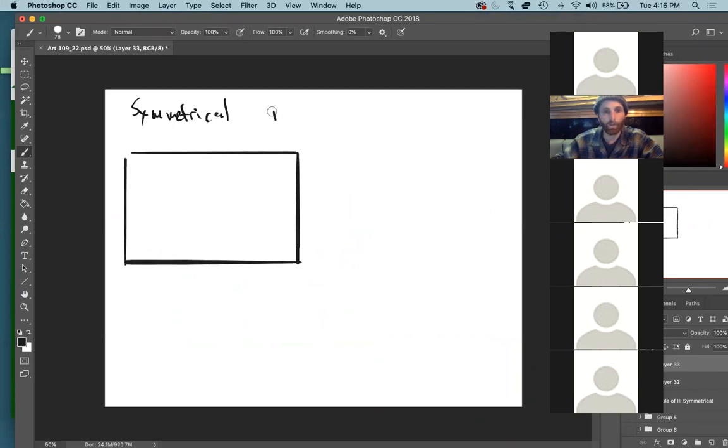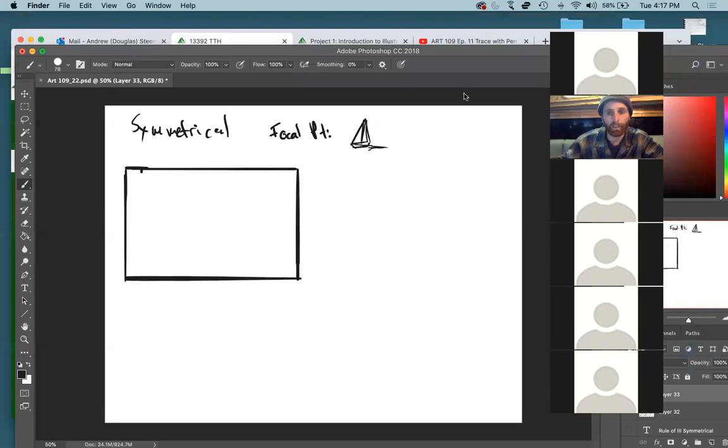So let's do our focal point. Remember, always know your focal point. Let's do a sailboat here. I like drawing boats. I like drawing landscapes. So we'll do a boat there. What we're going to do is design two compositions that use all the same elements, but one is designed symmetrically and one is designed with the rule of thirds.